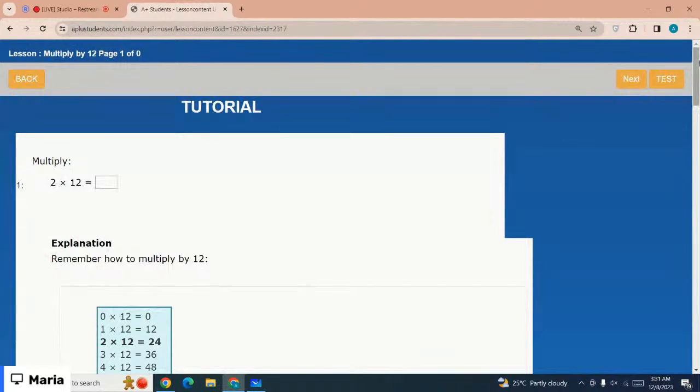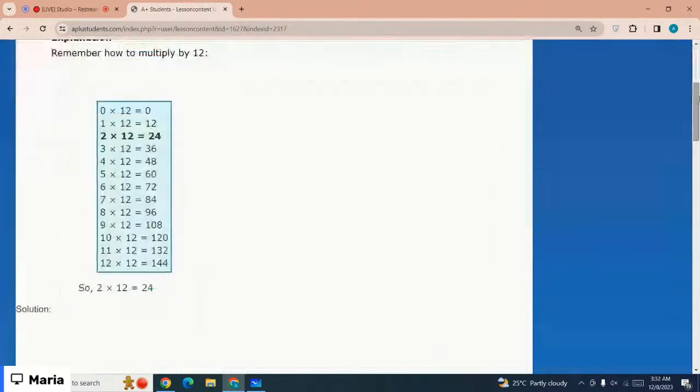And the table is 0 times 12 is 0. 1 times 12 is 12. 2 times 12 is 24. 3 times 12 is 36. 4 times 12 is 48. 5 times 12 is 60. 7 times 12 is 84. 8 times 12 is 96. 9 times 12 is 108. 10 times 12 is 120. 11 times 12 is 132. And 12 times 12 is 144.